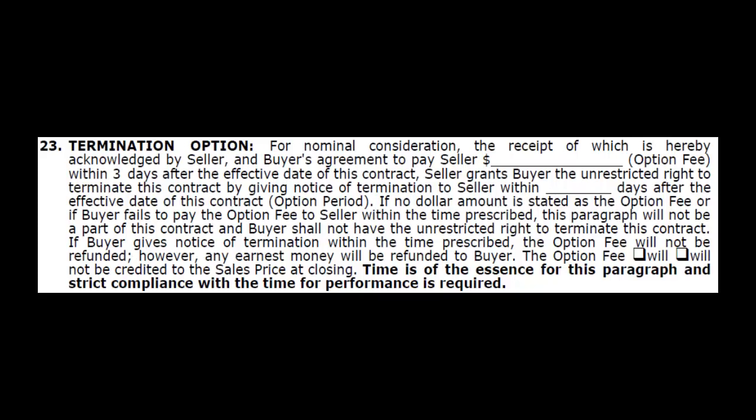So that's it. That's the option fee and option paragraph, the receipt page. If the buyer delivers a certain amount of money within 3 days, gets the receipt signed, and they decide they want to back out within whatever number of days they enter here, then they can absolutely back out, and they don't even have to have a good reason. They can back out just because they feel like it, as long as they're okay losing that money and not pursuing the deal. So let's move on.